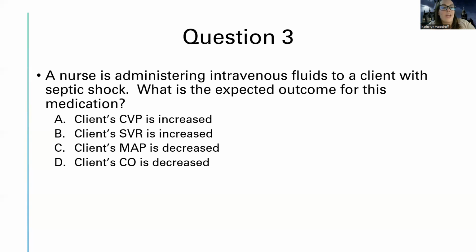Then the client's cardiac output is decreased. That's also another one that's like, hey, if they have more fluid, they're probably going to have, so part of cardiac output is you have to have fluid in order to get stuff pumping forward. So I would think that fluids would actually increase it.